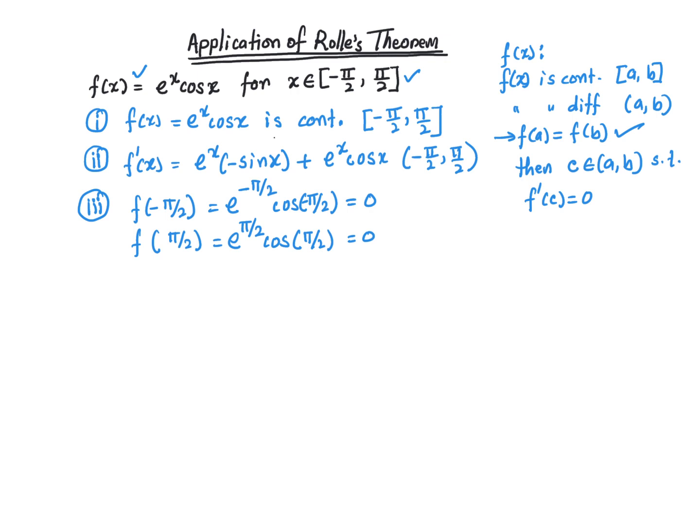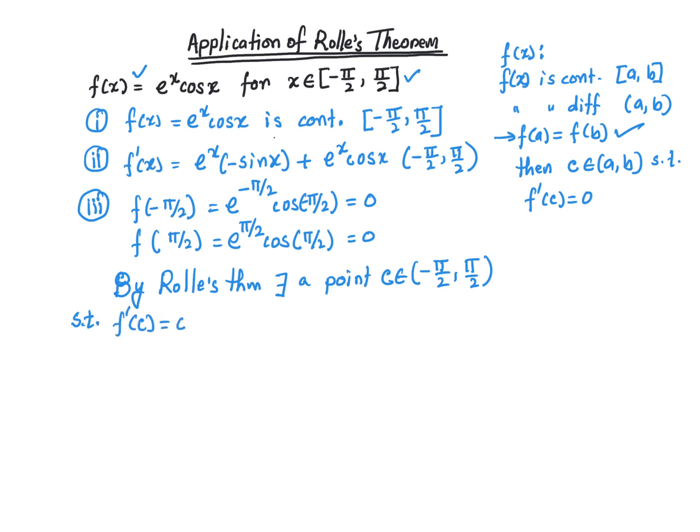So by Rolle's theorem, there exists a point, let's call it C, in the open interval negative pi over 2 to pi over 2, such that f prime of C is equal to 0.